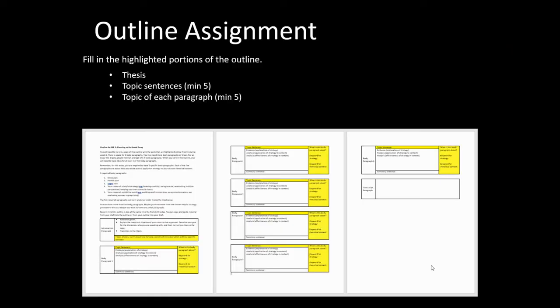All right. So the outline assignment for Major Essay 2. You have to fill in those highlighted portions, which are the thesis, the topic sentences, a minimum of 5, and a minimum of 5 paragraphs worth of topic keywords. Now, when you're writing the topic sentences in the thesis, I'm expecting you to actually write out the sentence itself, not just put the keywords in there. Write out the sentence, because I want to see how you're including those keywords in that sentence.